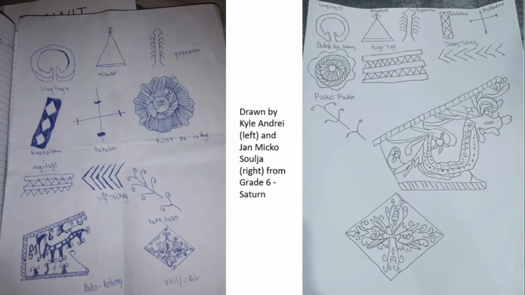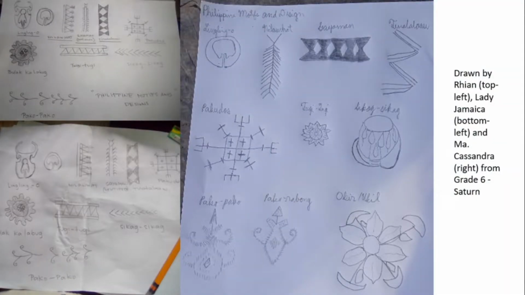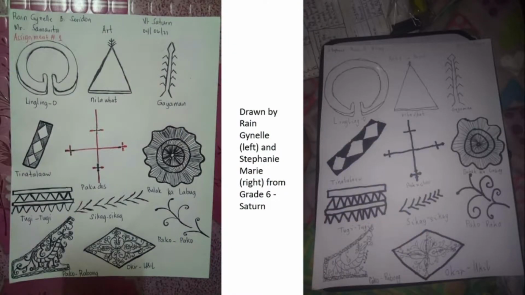Drawn by Kai Landre, left, and Jan Miko Salja, right, from grade 6 Saturn. Drawn by Ryan, top left, Lady Jamaica, bottom left, and Maria Cassandra, right, from grade 6. And lastly, drawn by Rain Janelle, left, and Stephanie Marie, right, from grade 6 Saturn.